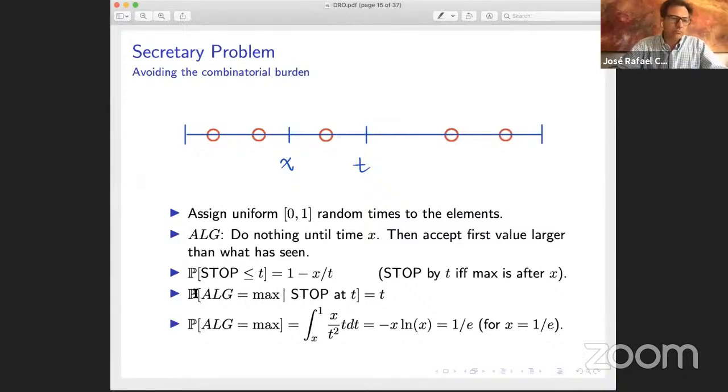Now, you can also estimate the probability of getting the max conditioned on stopping at time t. And this is just t, actually. It's actually greater than or equal, but in the limit it is equal to t. Because I have the maximum of an interval of size t, and I wonder how likely it is that this guy is the maximum overall. Well, it's just t, right? Because the distribution of the maximum is uniform also. So after doing this, you just compute the probability of the algorithm getting the maximum, you maximize over x, and you get 1 over e.